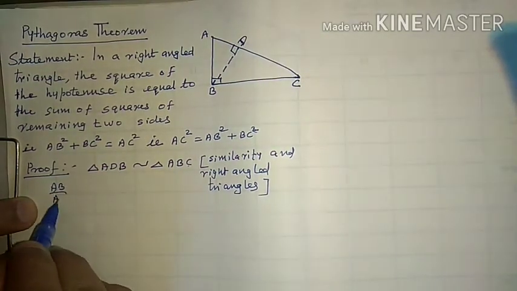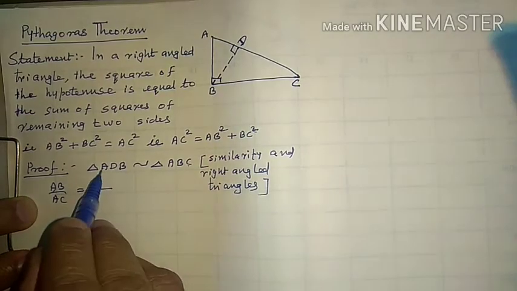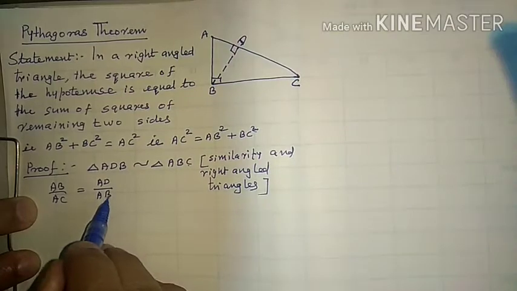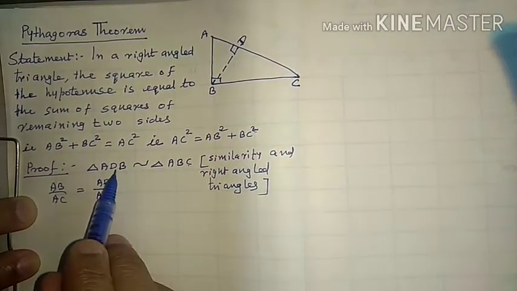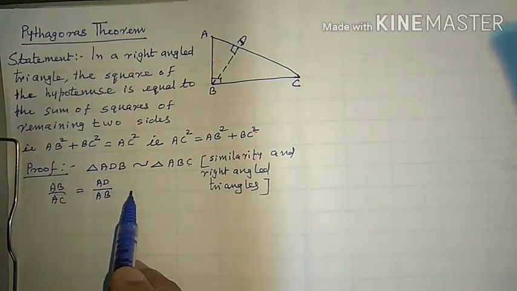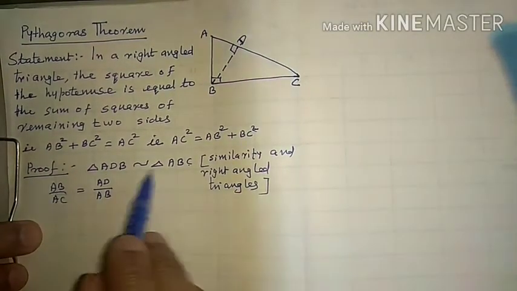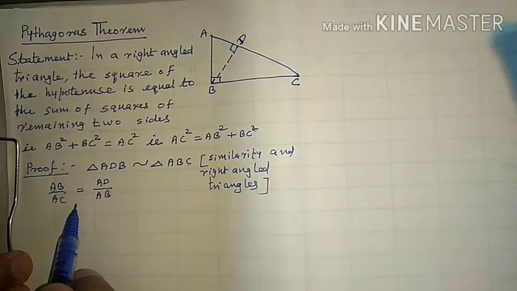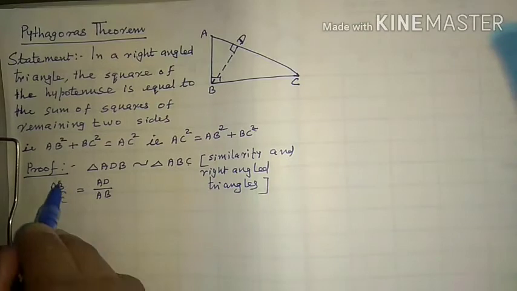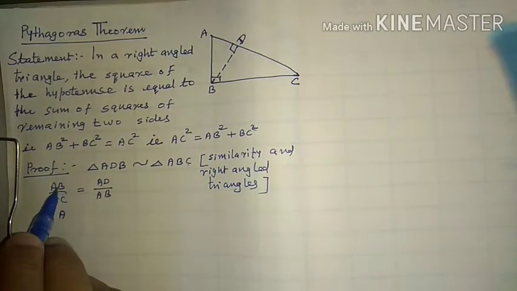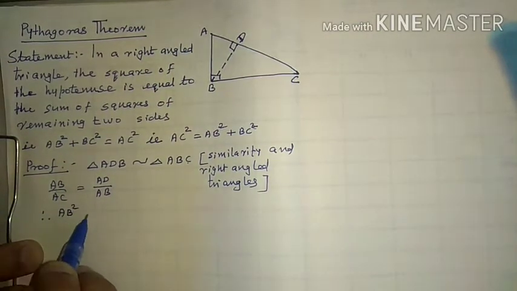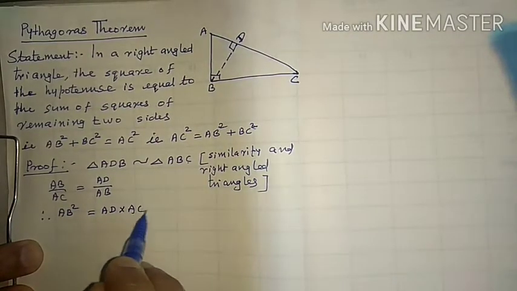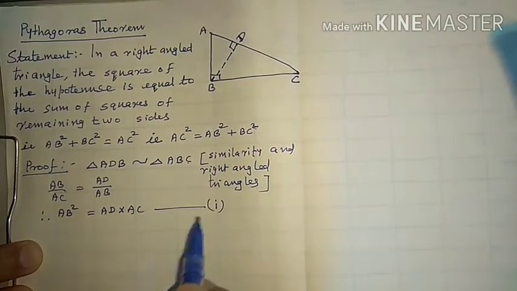AB upon AC is equal to AD upon AB. The third side we can also write, BD upon BC, but that is not required here. Two triangles are similar, therefore their corresponding sides are proportional. Cross multiplying, AB into AB, AB square equal to AD into AC. This we call equation number 1.